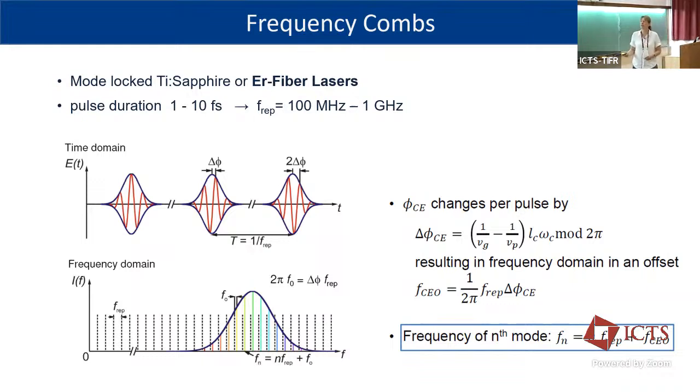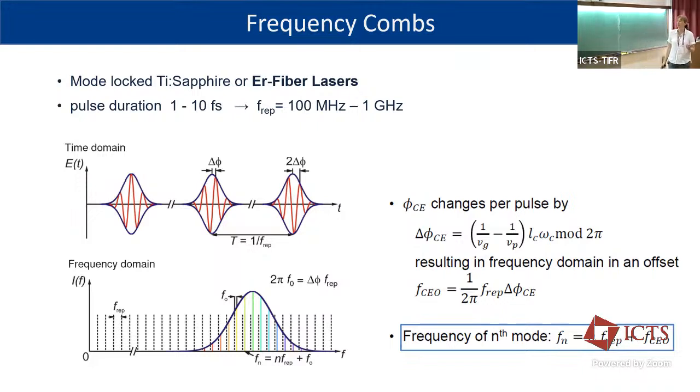Now there's something else. You have the group and the phase velocity. So that means that when you have these wave packages, the phase is constantly changing. From pulse to pulse, there's a delta phi, an offset phase. And that means when you look now in the frequency domain, the comb doesn't end up at 0, but there's a frequency offset, f_CEO. So when you extrapolate your comb to 0, you get this frequency offset. And that is directly proportional to this changing phase here.